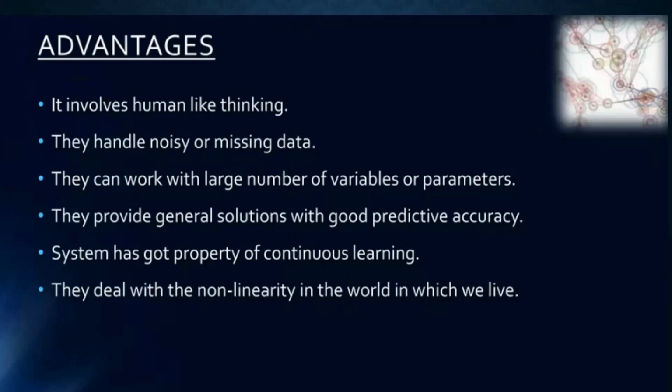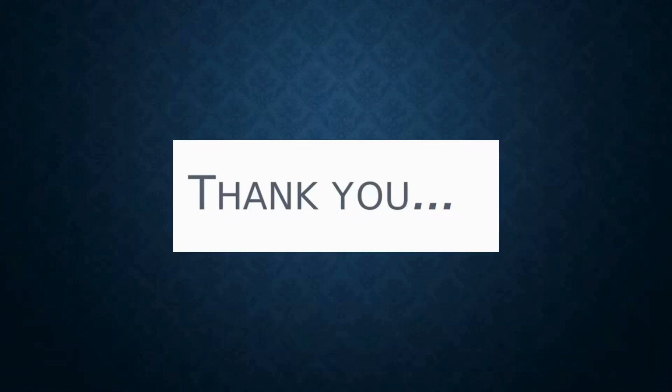So overall, the advantages of neural networks are that they involve human-like thinking. They handle noisy or messy data. They can work with a large number of variables or parameters. They provide a general solution with good predictive accuracy. The system has good probability because of continuous learning. It deals with the non-linearity of the world in which we live. So overall, this is the topic about artificial neural networks.